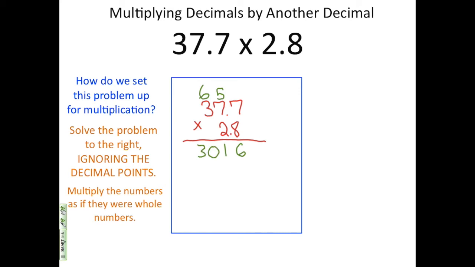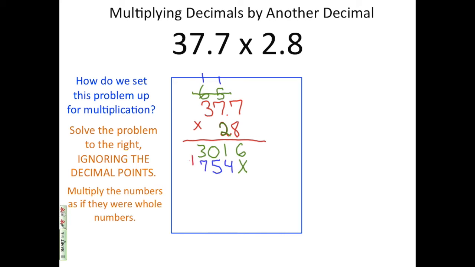Again, make sure that you're copying this down with me. I'm going to cross the 6 and the 5 out because I've already added them into the product. Now I'm going to put a placeholder because I'm moving on to the 2 here. 2 times 7 is 14. Carry the 1. 2 times 7 is 14 again, plus 1 is 15. Carry the 1, and 2 times 3 is 6, plus 1 is 7.